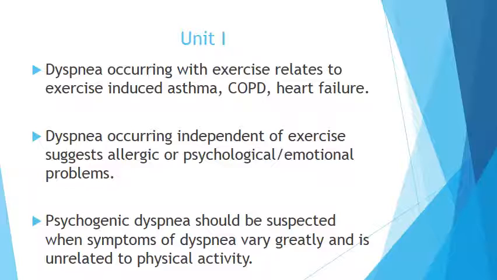They may also report psychogenic dyspnea, which should be suspected when symptoms of dyspnea vary greatly and are unrelated to any type of physical activity. Psychogenic dyspnea can be related to emotional stress, just anxiety. This patient may be one that needs Ativan or Valium just to keep their nerves calm. They have irregular breathing, and you get reports in the hospital. Maybe the nurse may call you and say, hey, this patient's having shortness of breath.